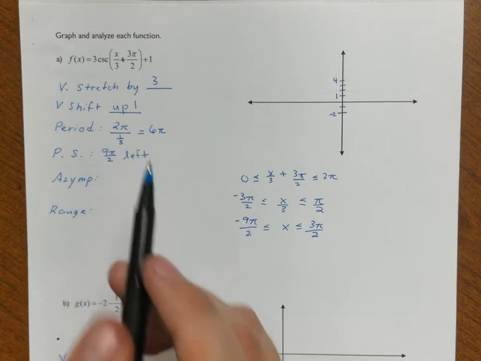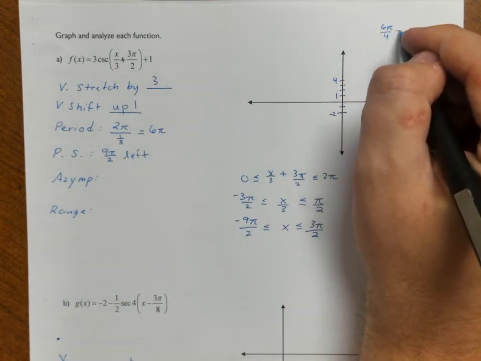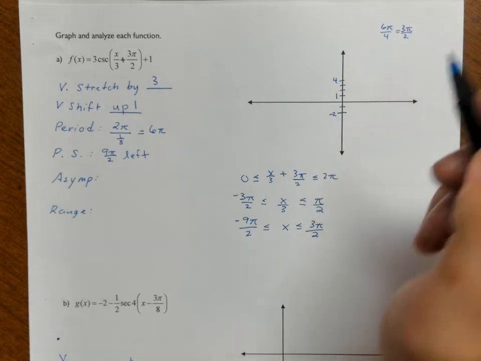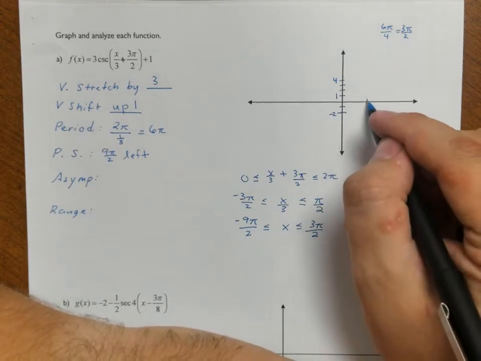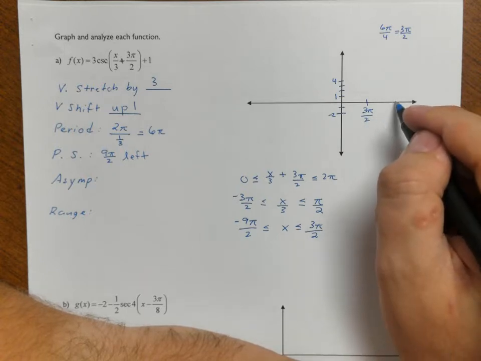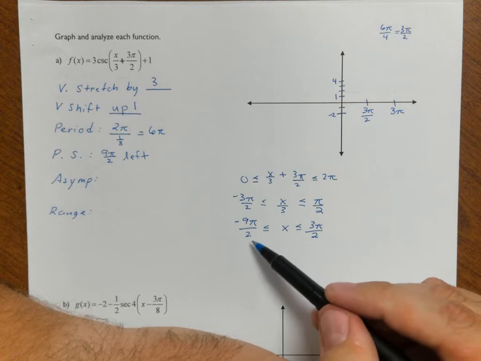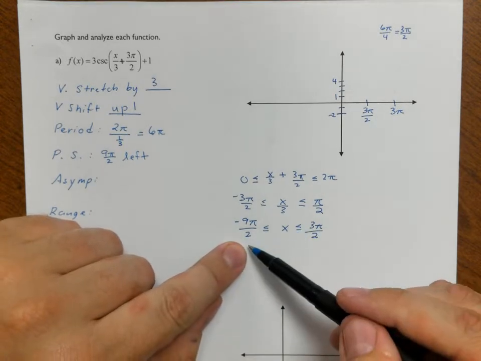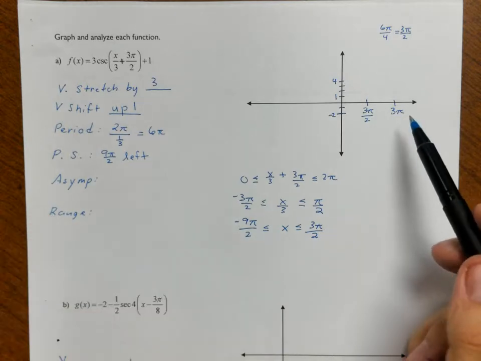Along my x-axis, I know I always cut my period into fourths. So if I take 6 pi and divide it by 4, that tells me I need to count by 3 pi over 2. In the positive direction, I'll count 3 pi over 2. And I would have after that 3 pi. But actually, as I look at this down here, what my bookend method tells me is that I'm going to graph between negative 9 pi over 2 and 3 pi over 2. I really don't even need this 3 pi.